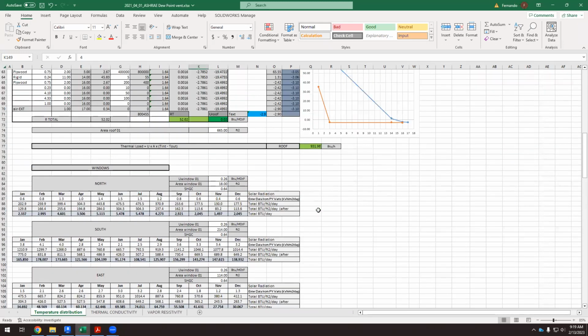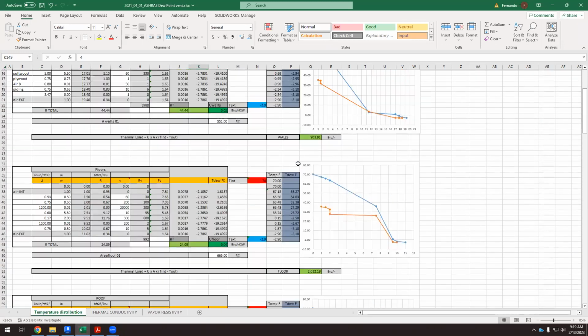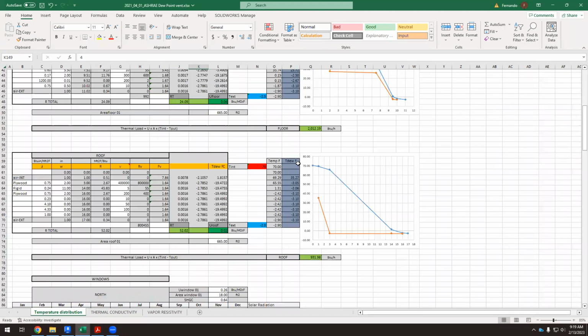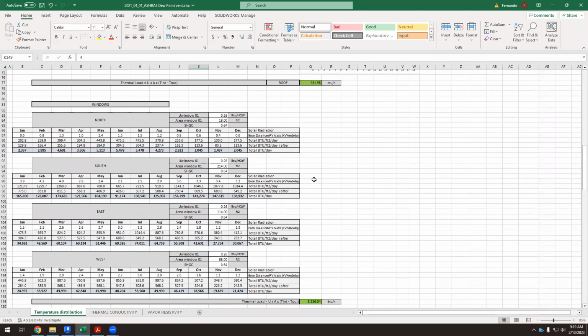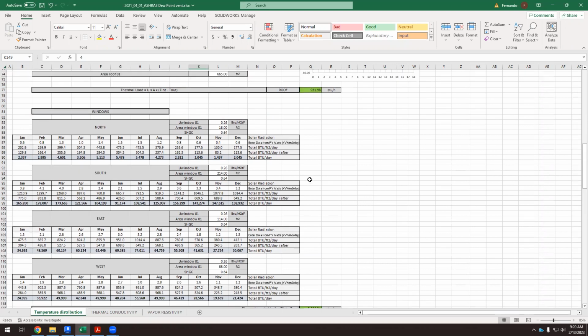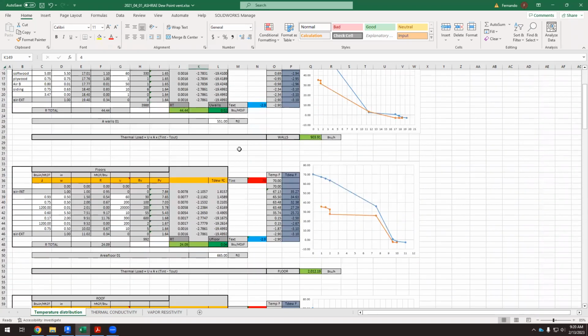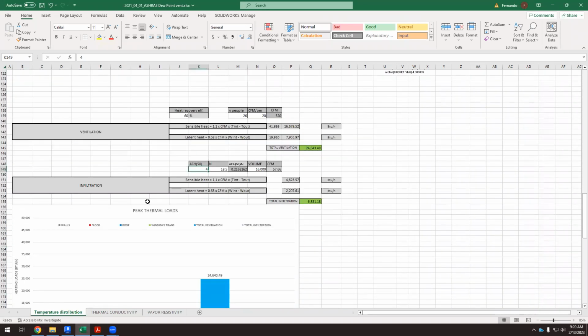So now we have two tools that are giving kind of the same values, but I like this tool because, well, I like it. It's complicated, but at least I can control what I have done. I can control the heating loads through the windows. I can control the heating loads through the walls. I can control the infiltration and ventilation.